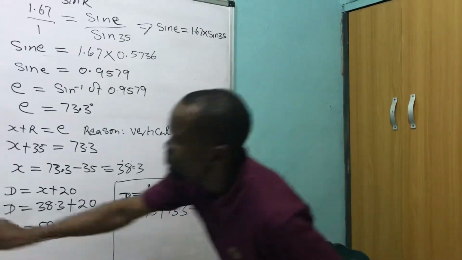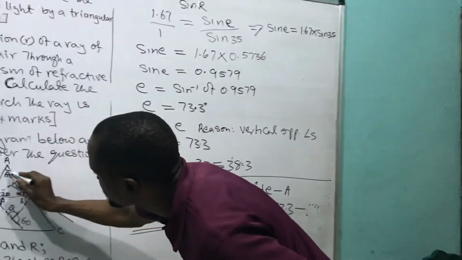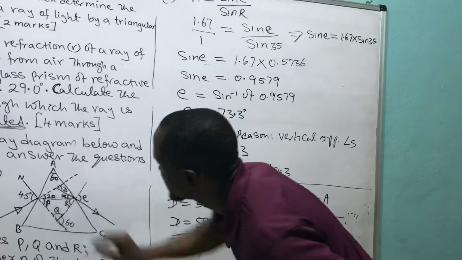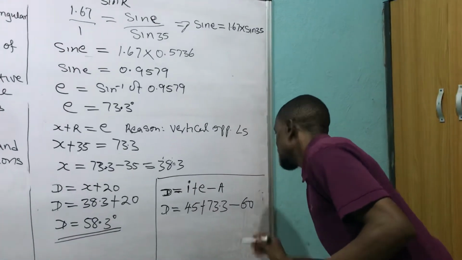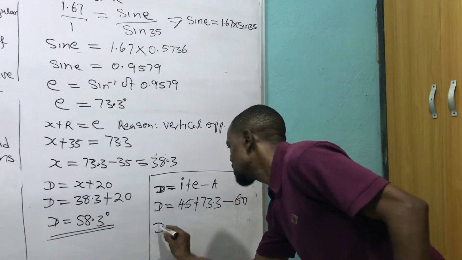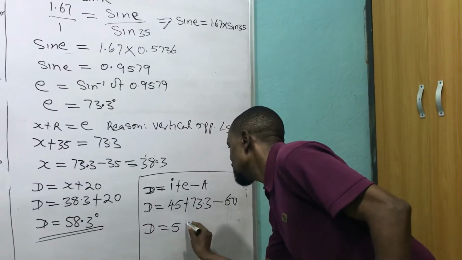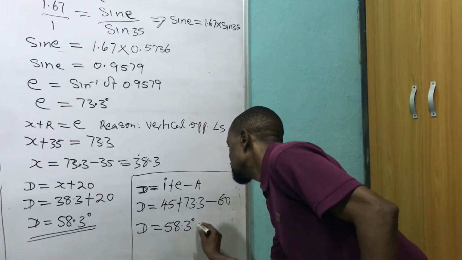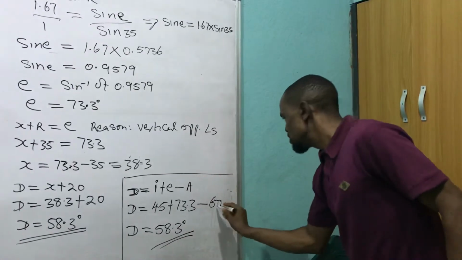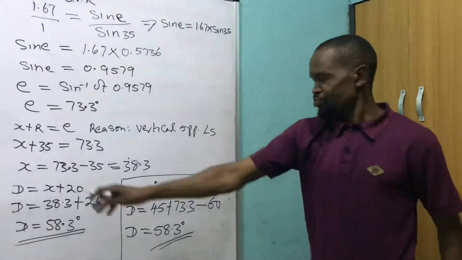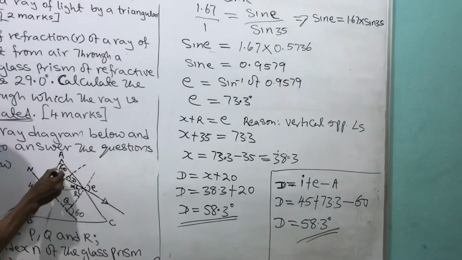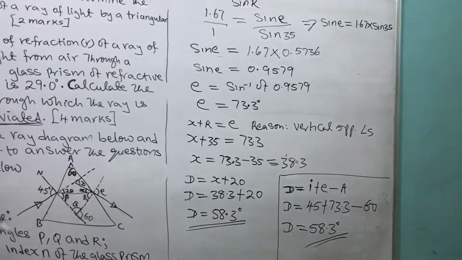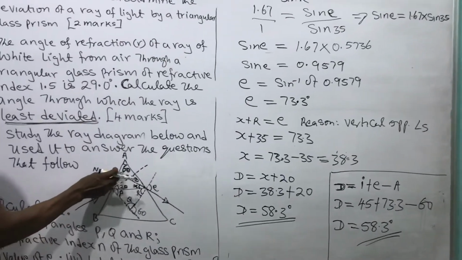Sorry, I'm not getting it right here. Look at A here. A is 60. And this will give me 58.3 degrees as my answer. A is the refracting angle of the prism. What did they give me as the refracting angle of the prism? 60. So they gave it to you here, the refracting angle of the prism.